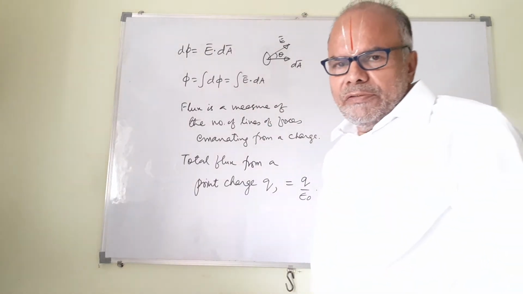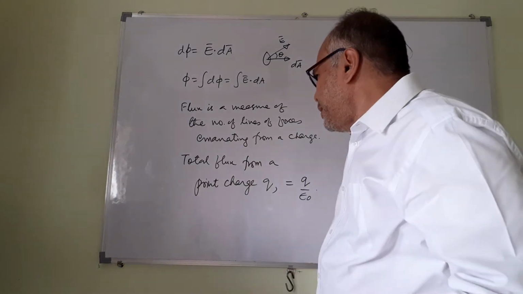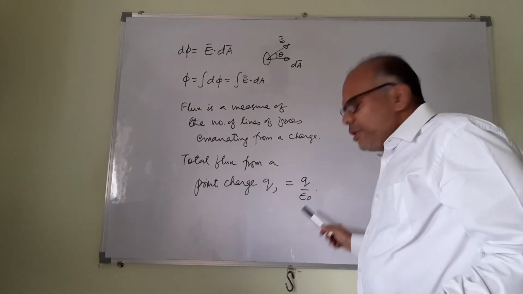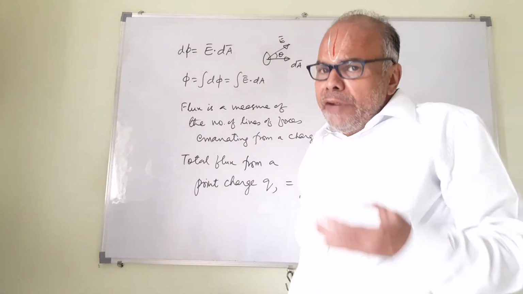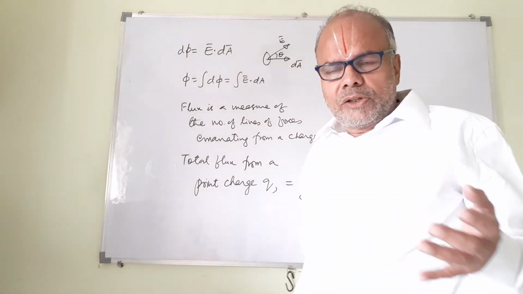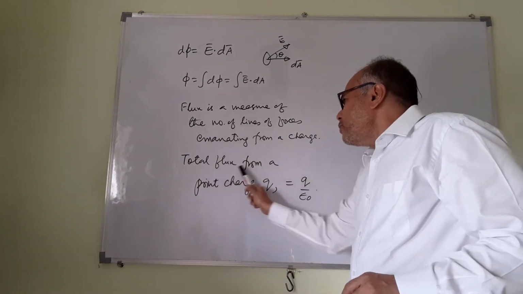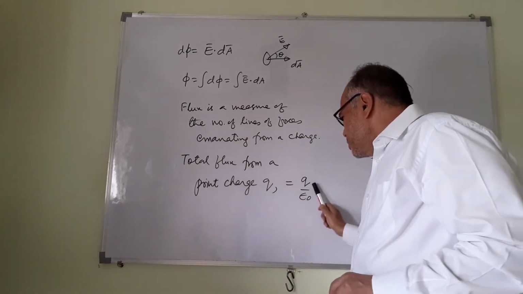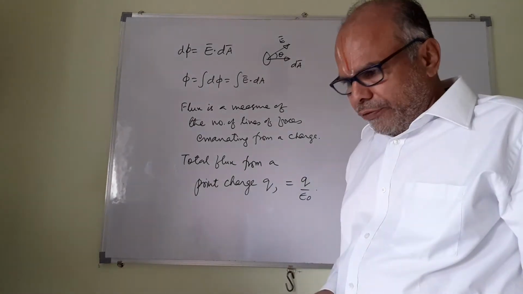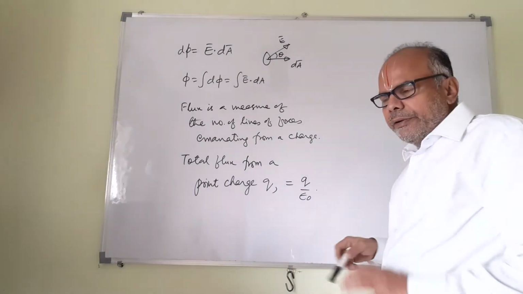We took an example where there was a point charge, and we showed that the total flux from a point charge Q is Q by epsilon naught. We did not use Gauss's theorem or Gauss's law, as it is called. Without using Gauss's theorem, we proved that the total flux from a point charge Q is equal to Q by epsilon naught. You can refer to the previous video, video number 15, for the treatment that we did.